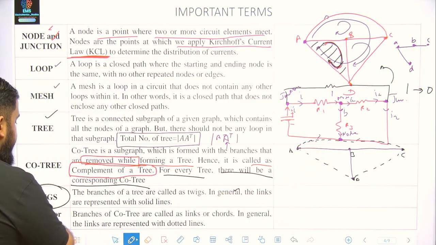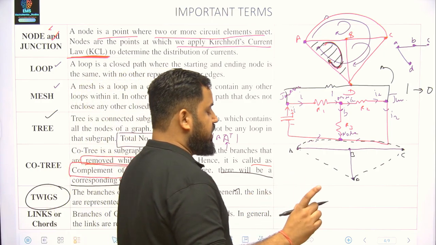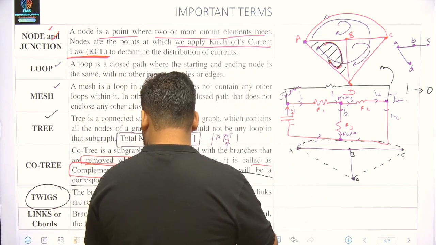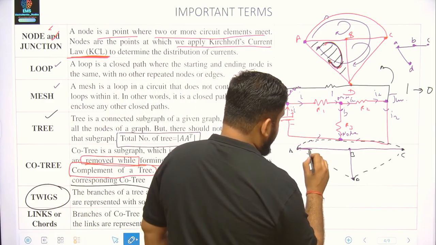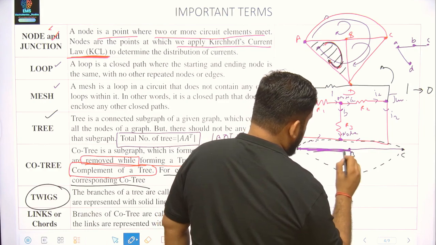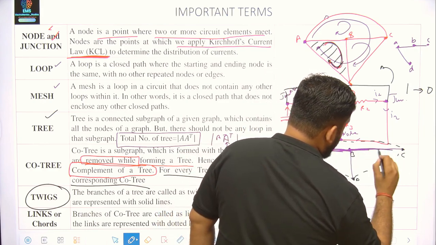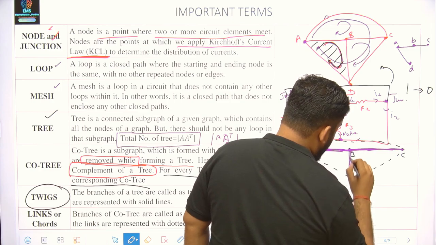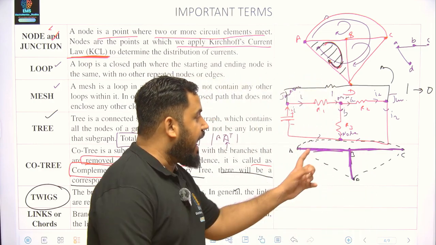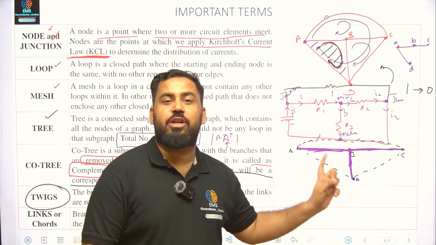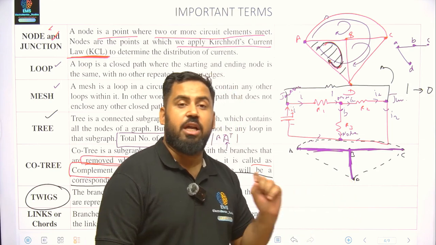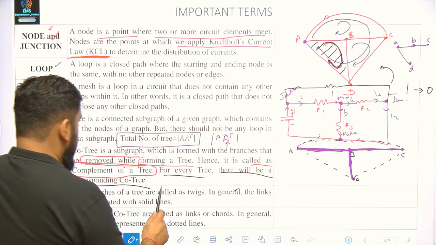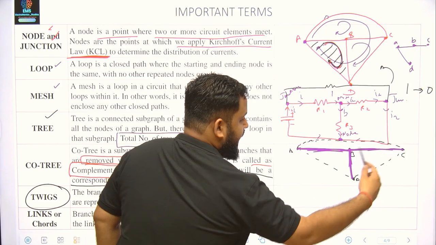Now, what are twigs? Remember these terms. These terms are very important. So, what are twigs? These dark branches, which we have used to construct a tree, are known as twigs. So these dark branches are twigs, generally represented by solid lines.